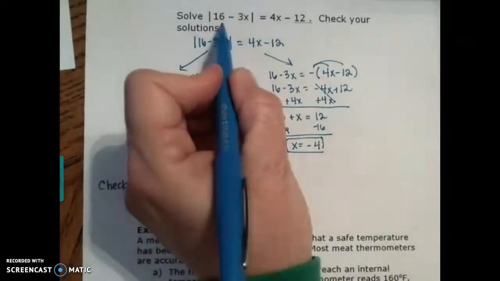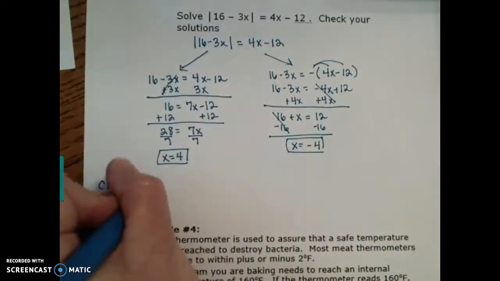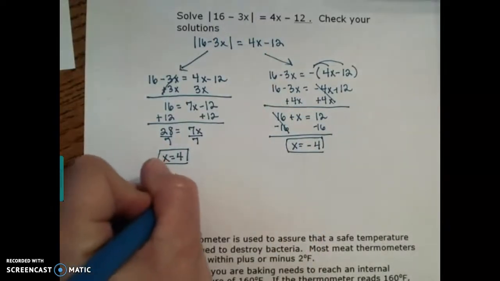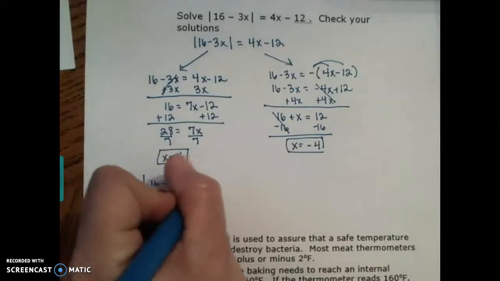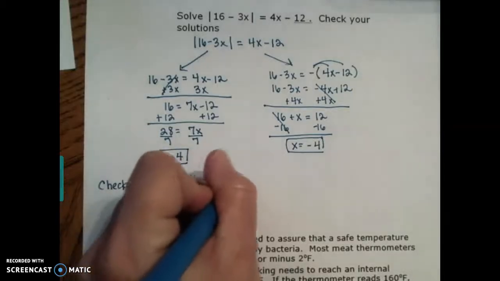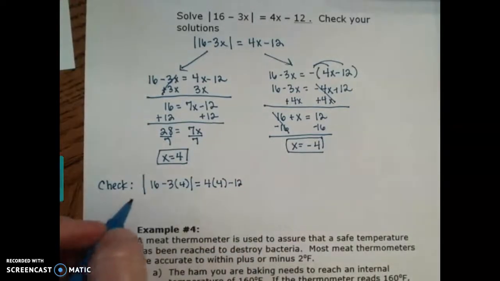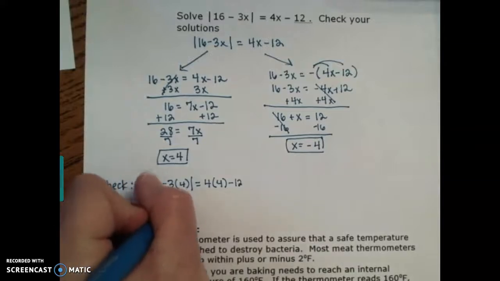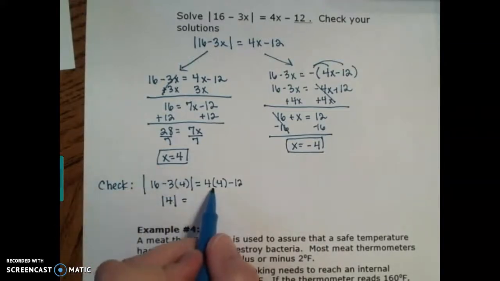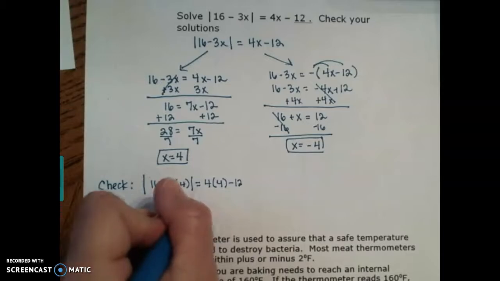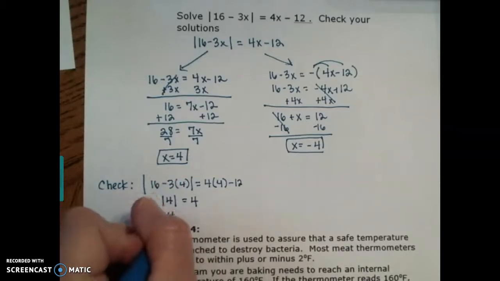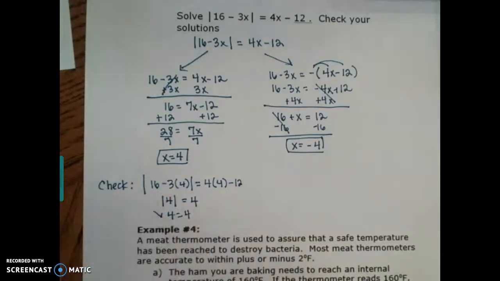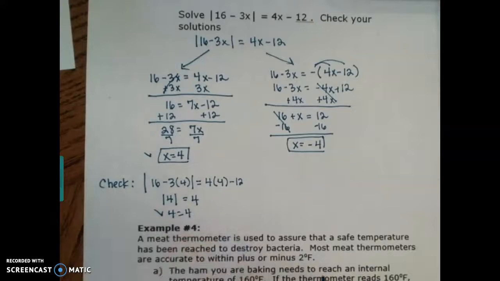So when we substitute 4 back into the original, we're going to get 16 minus 3 times 4 equals 4 times 4 minus 12. So this is 16 minus 12, which is the absolute value of 4. 16 minus 12 is 4. True statement. So 4 is a solution. Now let's do negative 4.